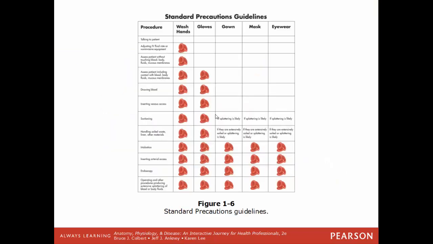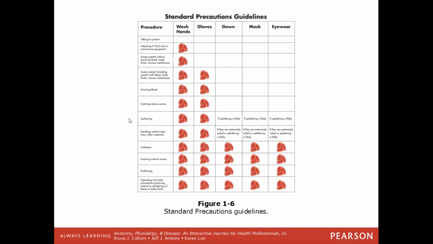All right, this chart has some very common precaution guidelines. As you can see, washing hands, we marked on every single one. That's always a good rule of thumb. If you aren't sure, wash your hands again, just to be sure. So you wear gloves when you're contacting body fluid, blood or mucous membranes. If you are doing any of these from here down, dealing with solid waste or suctioning or intubation, so on, you want to wear a gown. Same thing with a mask and eyewear.